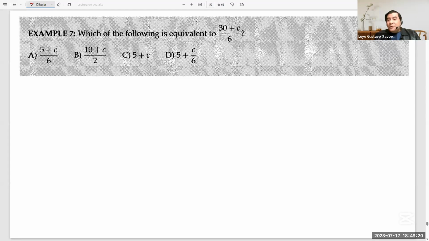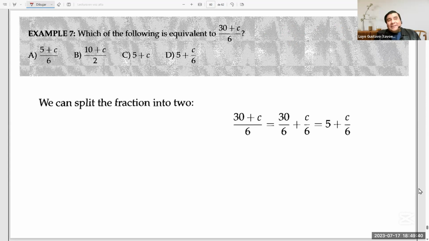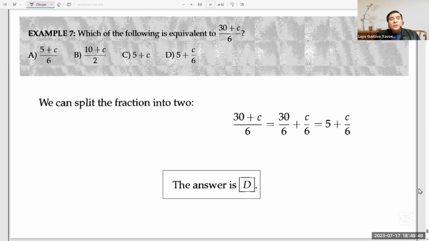Okay, I think one of you already got it. Yes, that's correct, Axel. I think it's not that easy to notice that you can consider this to be exactly the same as 30 over 6 plus C over 6. So from this, clearly you can get the correct result, right? This one simplified would be 5. So 5 plus C over 6. Option D.